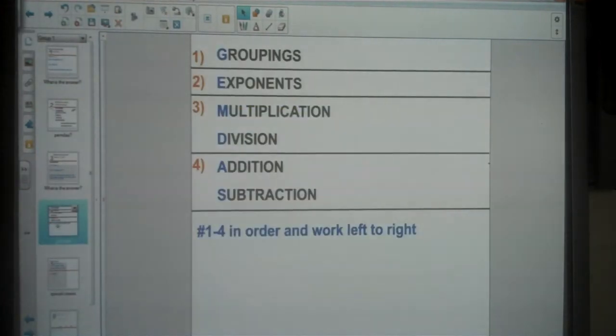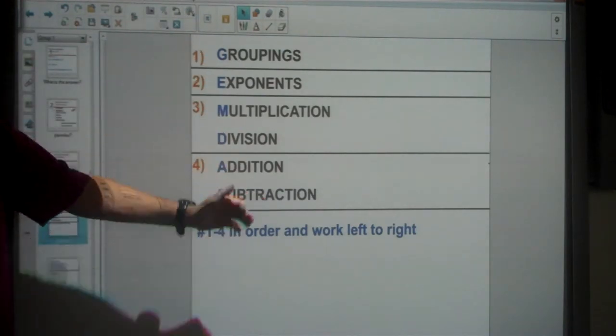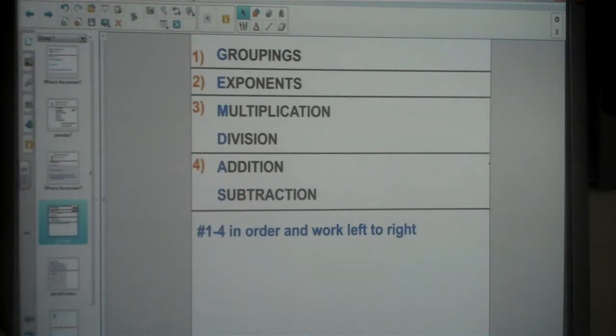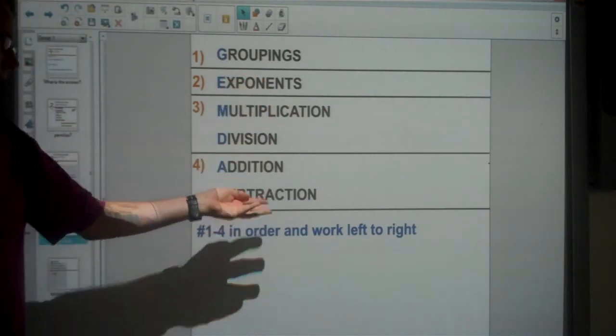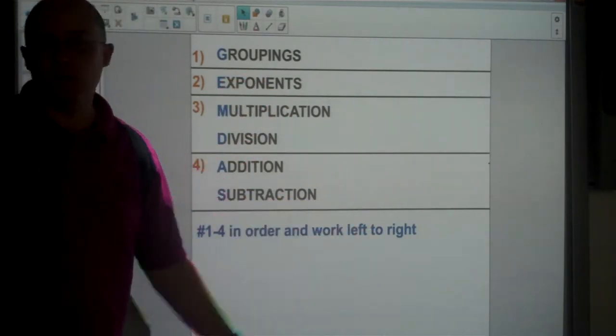But actually that's wrong, and the reason it's wrong is there was something missing from my original picture. What was missing is there's not actually 6 categories as it first looks. It's actually 4. You do multiplication and division at the same time, and you do addition and subtraction at the same time, but you must remember to work left to right.